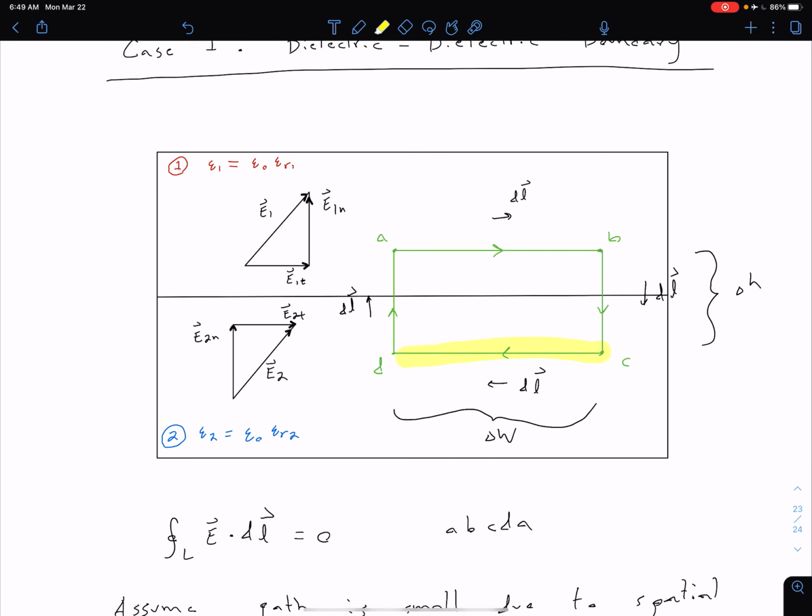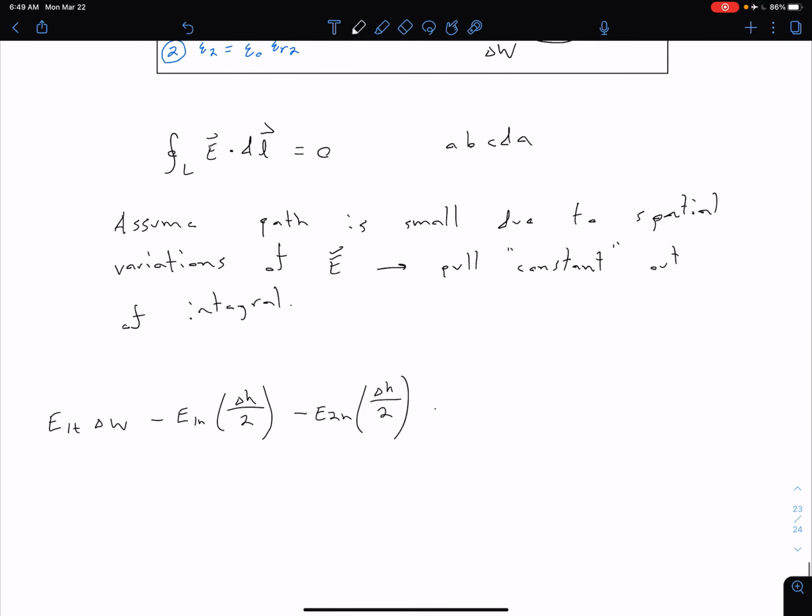So now we're looking at our CD portion. And so we can see again, the only component that's going to result in a non-zero term is our E2 tangent. Our E2 tangent is in the opposite direction of DL, so that means we're going to have a negative sign again. So we're going to have negative E2 tangent. We pull that out of the integral, and so we get a negative E2t. And then the integral over that path is just going to be the width, delta W.